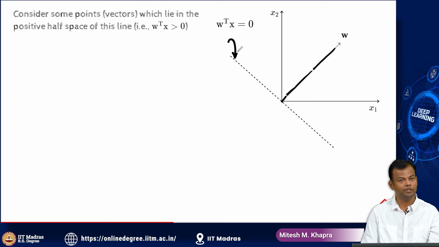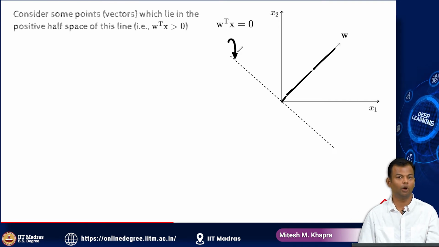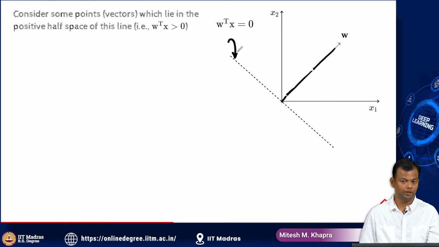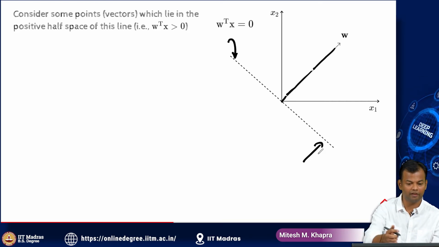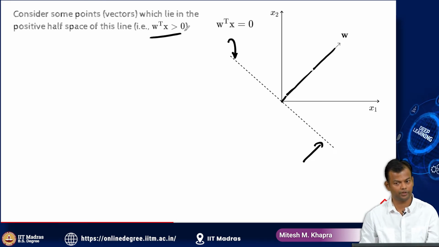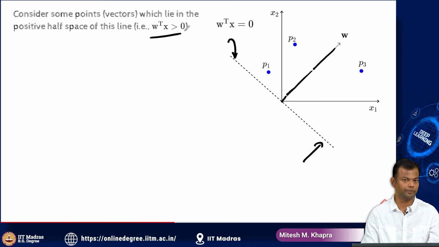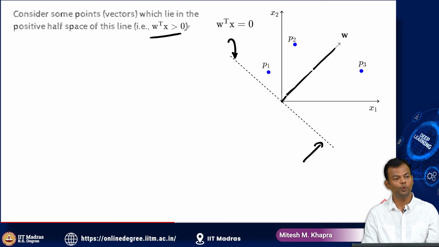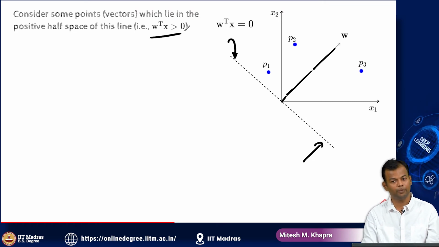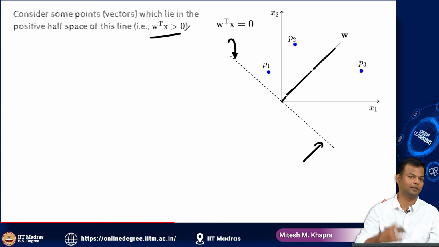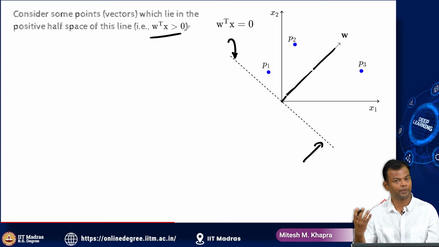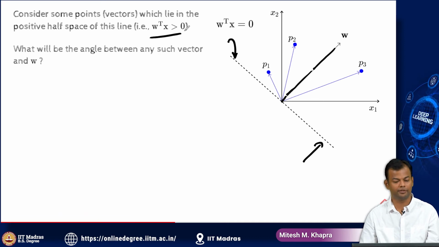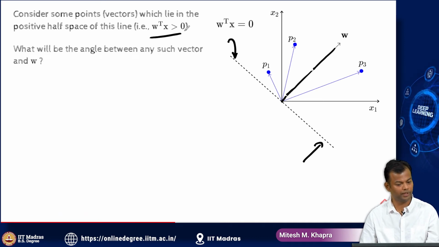Now, let us see some points which lie in the positive half space of this line. So this is my line, and I am going to look at the points which lie in the positive half space. What is the positive half space? It means that w transpose x should be greater than 0, right. So here are these points. Now, my question is, what would be the angle between these points and the weight vector w? Without knowing anything, just by looking at the picture, you should be able to tell me that this angle would be less than 90 degrees, right. It is obvious from the picture.